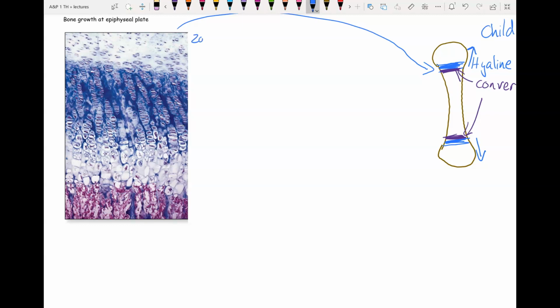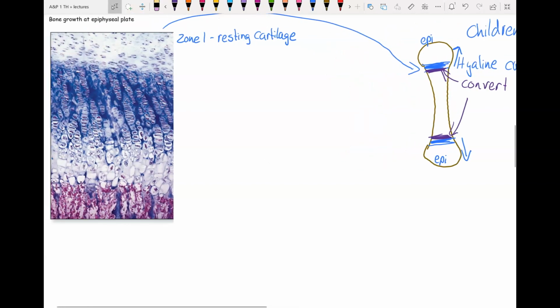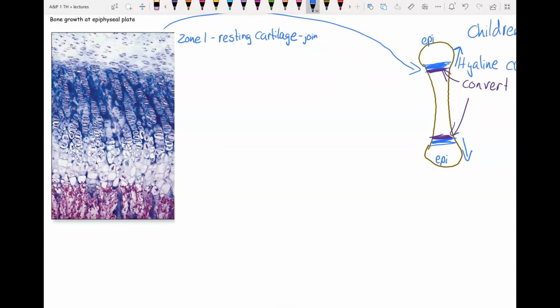Up here, we have zone 1. This is the zone of resting cartilage. This cartilage is not growing. Its job is just to attach the epiphysis. So here is the epiphysis. It's that end knobby part of the bone. Notice it's on the other side of the epiphyseal plate from the rest of the bone. So the zone of resting cartilage just serves as a joint to attach the epiphysis to the rest of the bone.